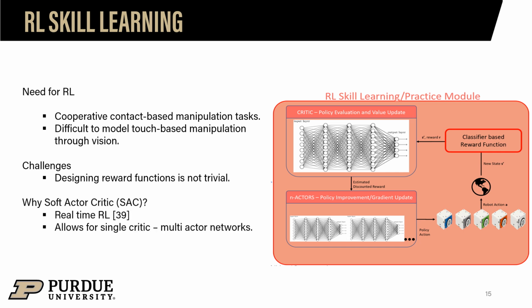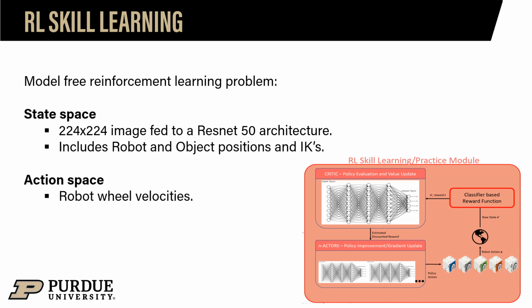We also choose a soft actor-critic for our implementations, and this is because soft actor-critic methods are very good at real-time implementations. And they also allow for single critic and multi-actor networks. Our state space is essentially the image of the environment, along with all the robot and object positions and the interaction key points along the video. The action space is robot wheel velocities.